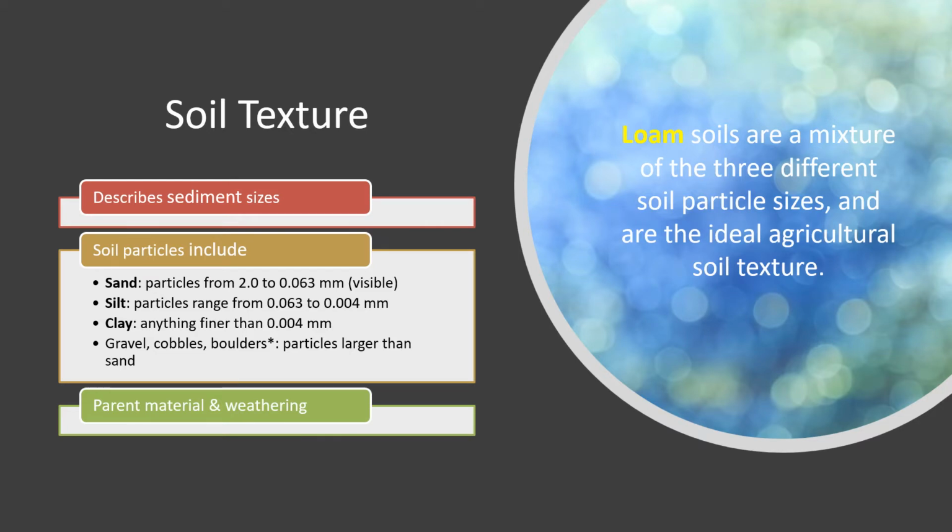So to summarize, soils with sand have larger pores and allow for really good aeration, but soils with clay hold on to water that plants need, but they can remain saturated and suffocate plant roots. So the ideal agricultural soil and the ideal soil for plants in general is actually one that has a blend of all 3 soil sediment sizes. So it has sand, silt, and clay. And this type of soil is called a loam.